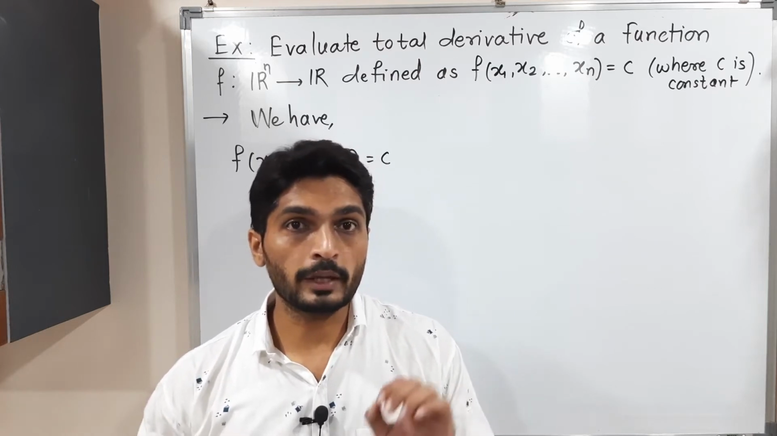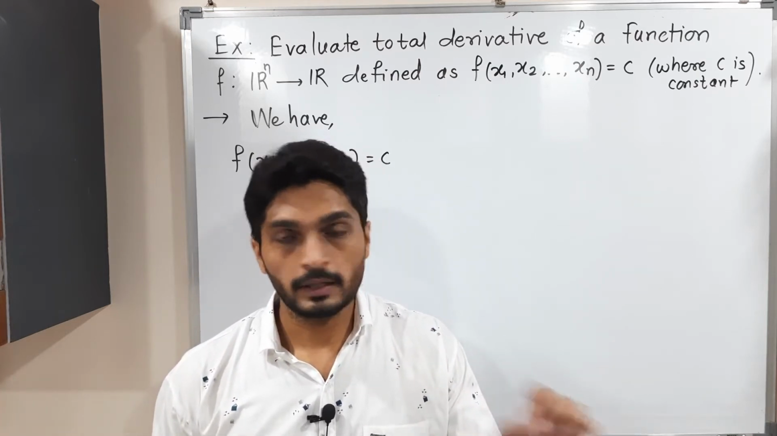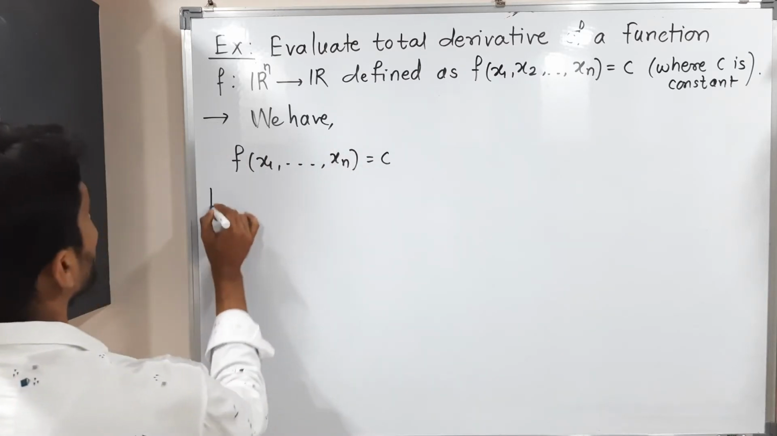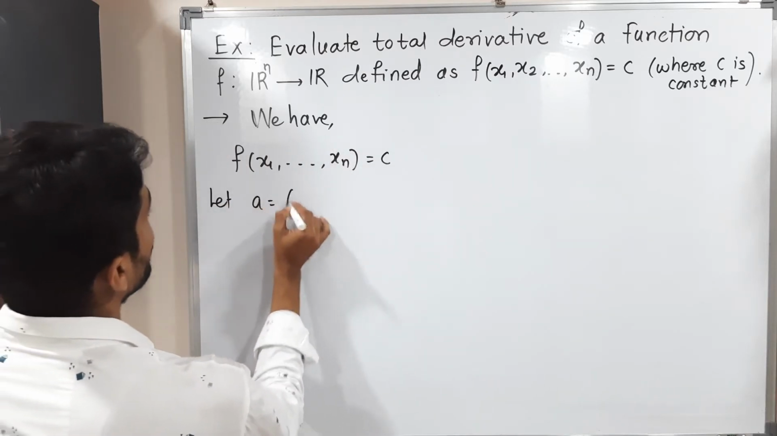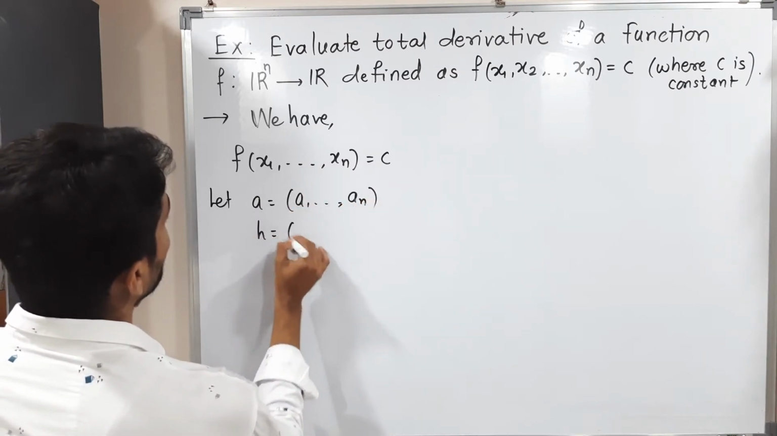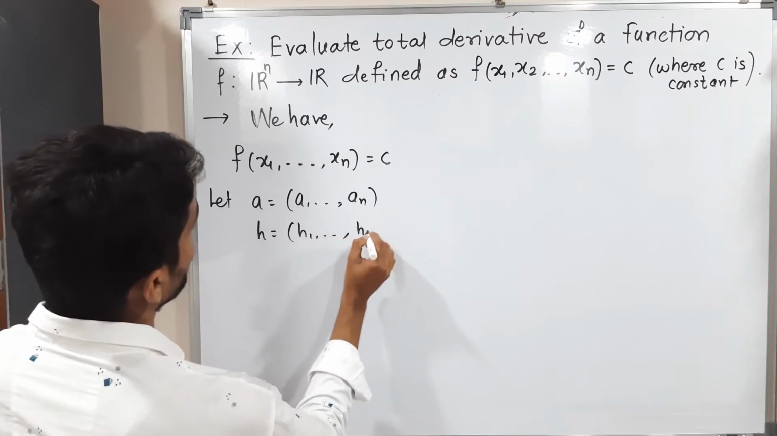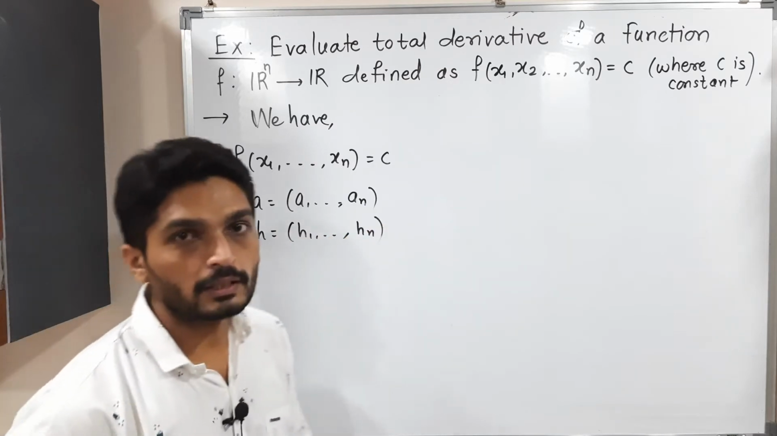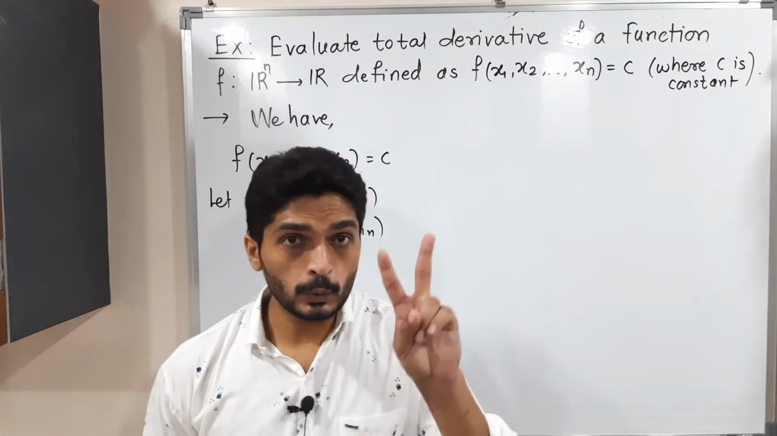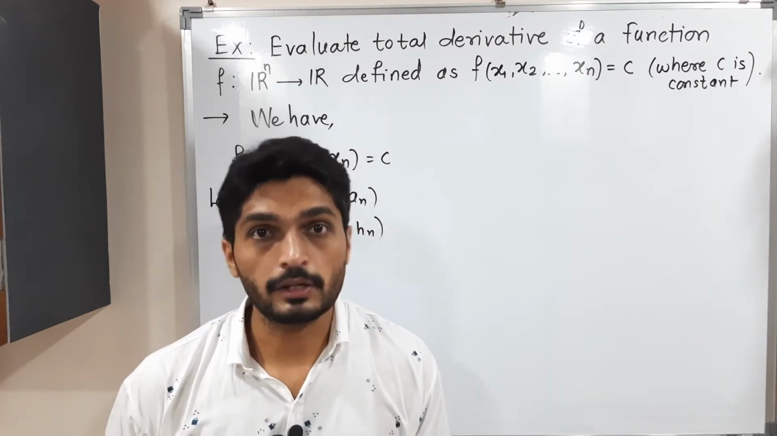After that, we have to take points A and H. A is not given, so I will take any arbitrary A. Let A be equal to A1, A2 and so on An, and H be equal to H1, H2 and so on Hn. So I have taken two elements of Rn. After that, we need to calculate two terms first, f of a plus h and f of a.